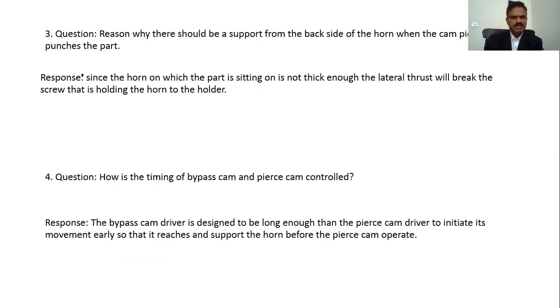Another question here: reason why there should be a support from the back side of the horn when the cam punches a part. We already discussed this. If you leave the other side open when the part is being punched from the opposite side, nothing is going to support the back side, right? So the horn is going to have a lateral thrust, and finally the screw that is holding the horn will break, and it can create enough damage to the die and the punch.